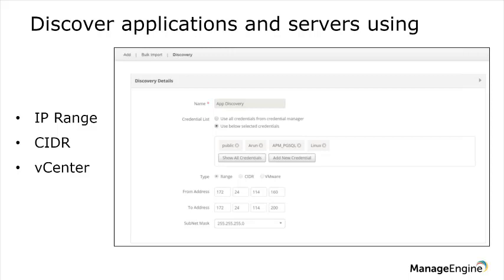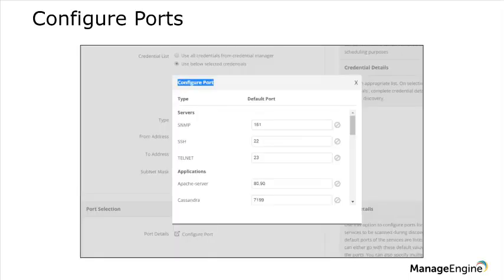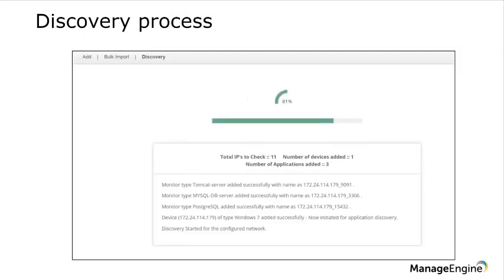So once you have provided the type and selected the credential in order to add the monitor, the second option is to configure the port. In order to configure the port, you can provide the ports that are necessary or which are actually running in your infrastructure and save it. Once this is done, discovery will be initiated.